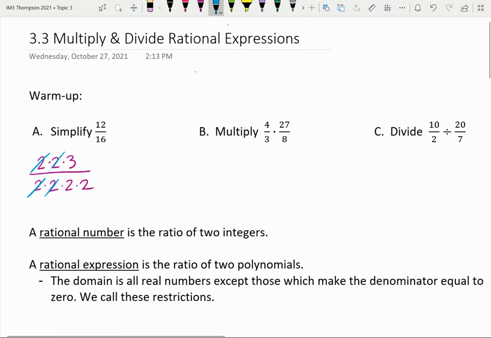Right? And then when I simplify this, I am left with 3 divided by 2 times 2, which is 4. So that's the simplified fraction. Now, in our heads, I know that you can divide by 4 and get 3 over 4. But I'm just trying to go through the process to help inform us as we get into rational expressions.